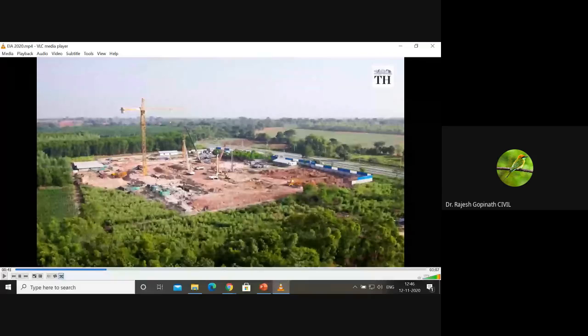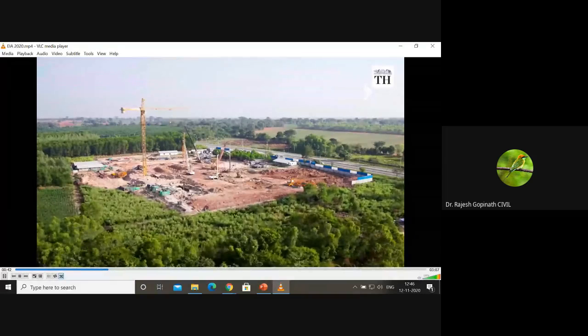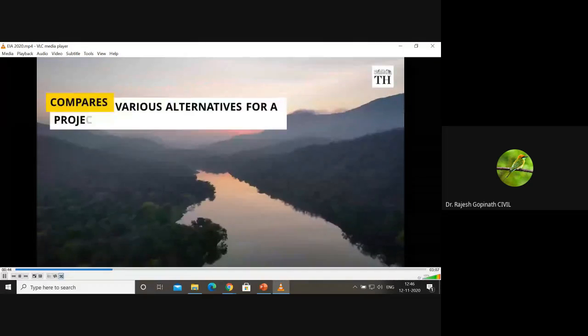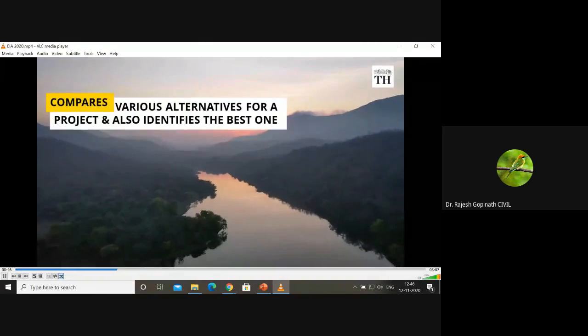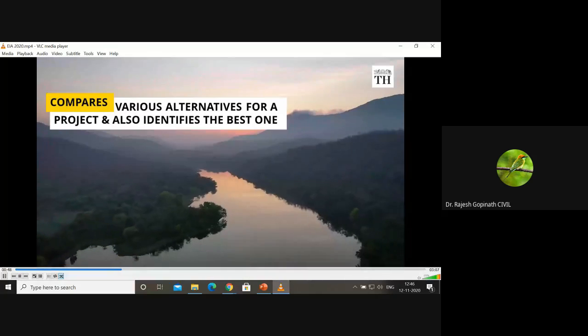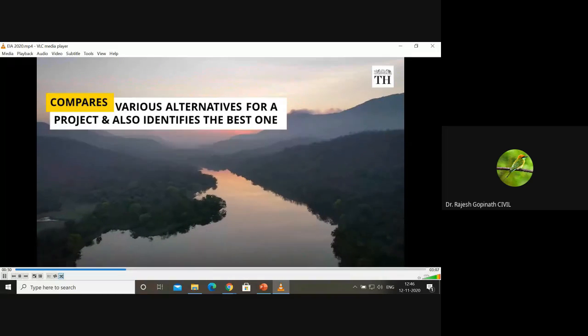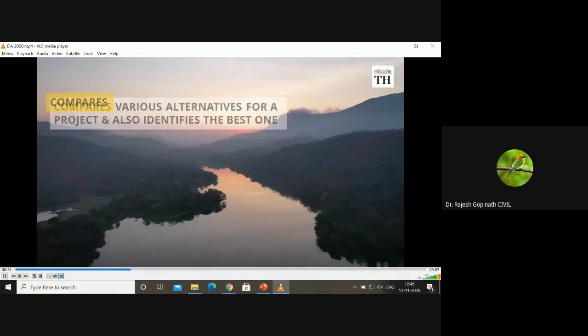So what does this EIA do? It compares various alternatives for a project and identifies the one which represents the best combination of economic and environmental costs and benefits. So EIA is actually trying to help you to balance development and environment, but that is the EIA of the past.